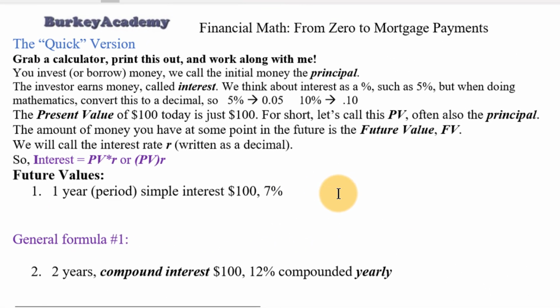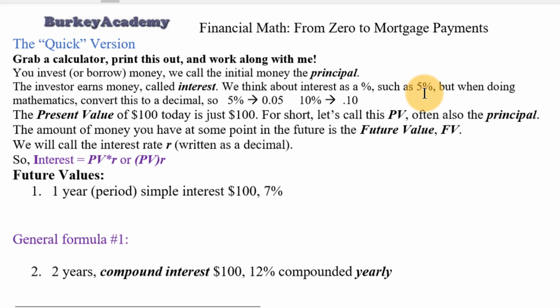Just a little bit of terminology before we start. If you invest money or borrow money, usually we'll call this initial money that you are either investing or borrowing the principal. The investor is going to earn money, or the borrower is going to pay money called interest. Normally, we think about this interest as being a percent, like 5%.